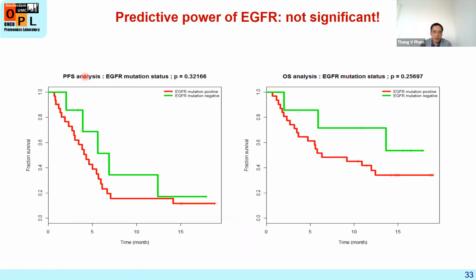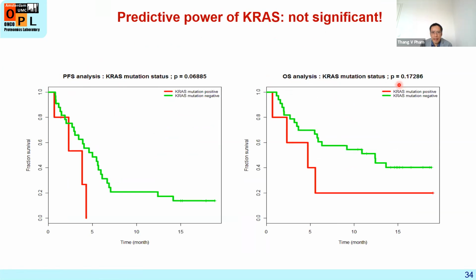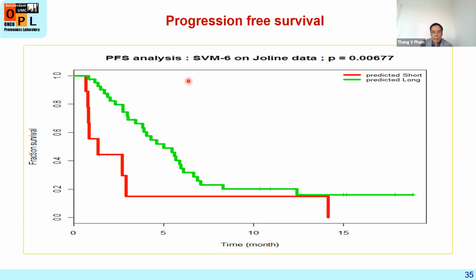with respect to the progression-free survival and the overall survival analysis, as you see here from these 2 curves. And the KRAS is also not significant. The p-value for progression-free survival is low, but not really impressive. So when we apply the support vector machine with 6 peptides on this set, we see a very significant difference of the 2 groups.